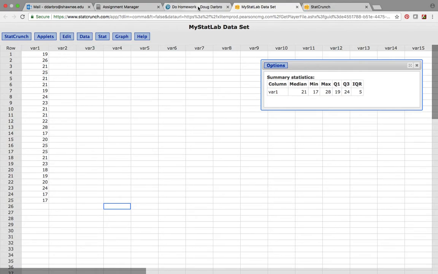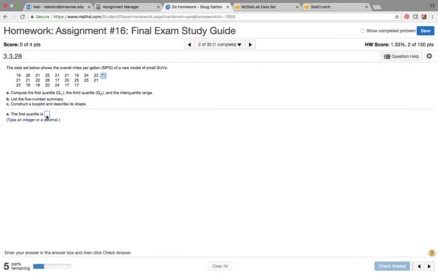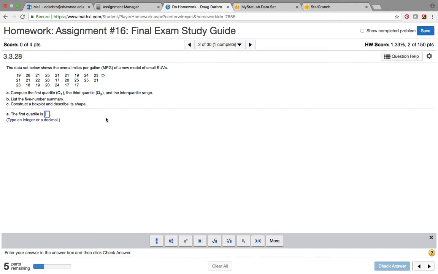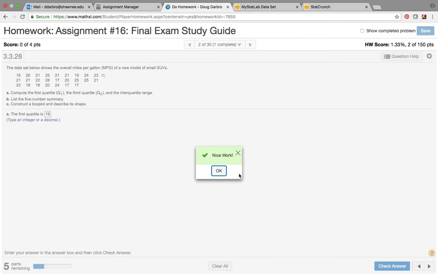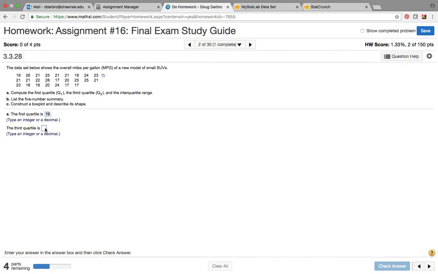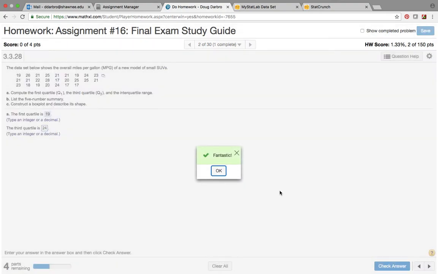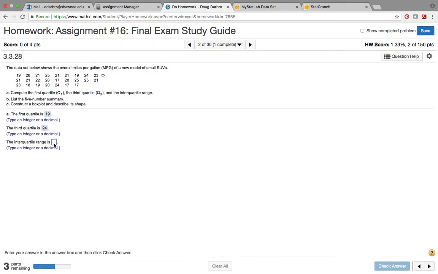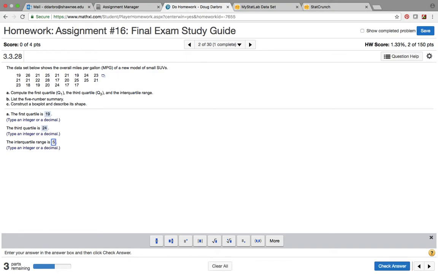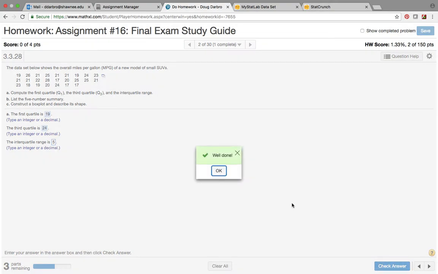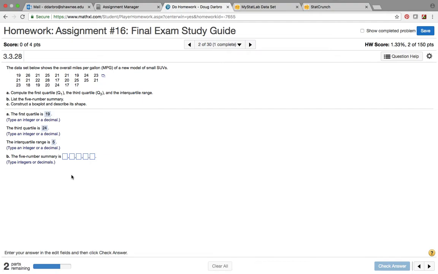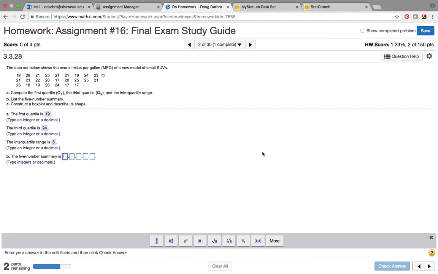All right, so when I go back over to enter the answers, the first quartile was 19. The third quartile was 24. And the interquartile range was 5. Again, I'm starting you out with some easy stuff so we can maybe get some confidence, right?